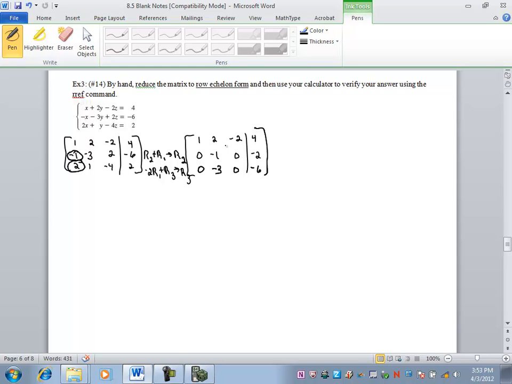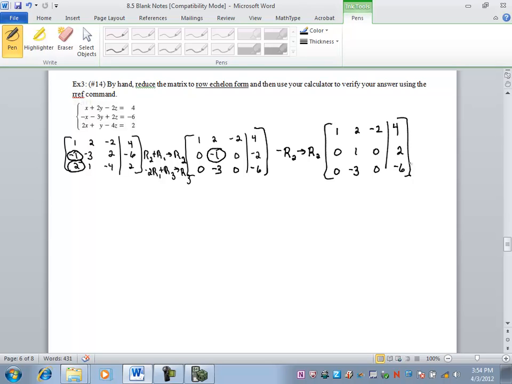The next thing I need to do is turn this into a positive 1. Well, if we take negative R2 and replace row 2 with that, we'll have what we need. So we've got 1, 2, negative 2, and 4. The opposite of 0 is 0. The opposite of negative 1 is 1. The opposite of 0 is 0, and the opposite of negative 2 is 2. There we go. And the bottom row, we're going to leave it alone for now: 0, negative 3, 0, negative 6.